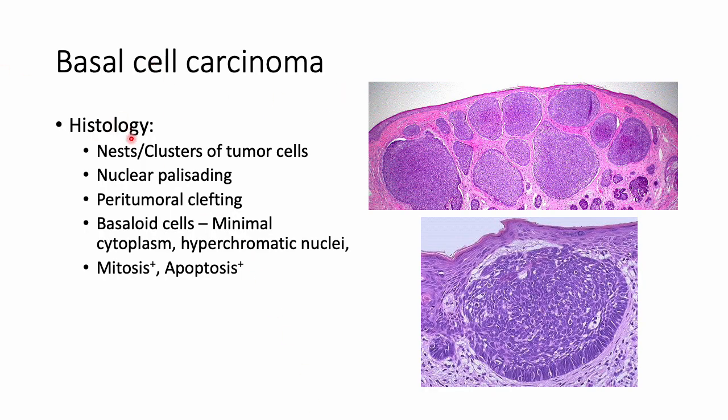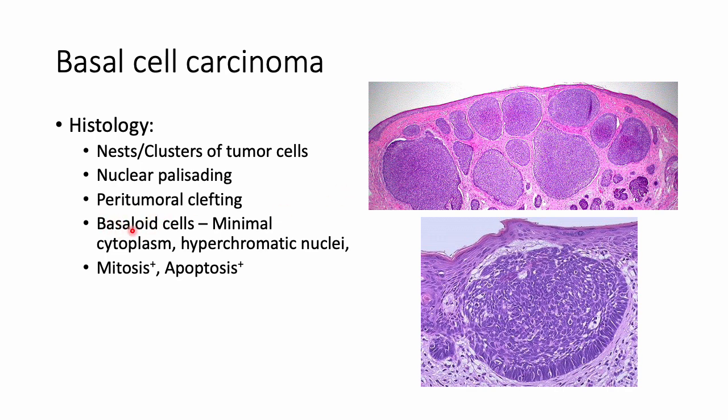Next is basal cell carcinoma. Histologically, it consists of nests and clusters of tumor cells, and shows nuclear palisading at the peripheral part over here, with peritumor clefting. Clefting means the tumor island is separated from the stroma, so you can see the clefting there, and it's composed of basaloid cells. At low power you can see it is bluish, some sort of like lymphoid cells, because it's bluish in color. So that's why the term basaloid comes in.